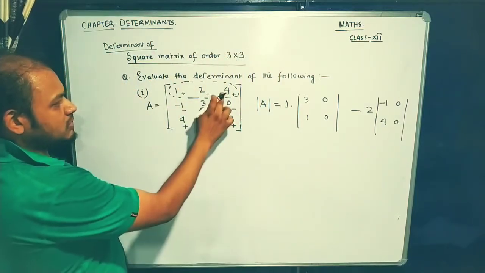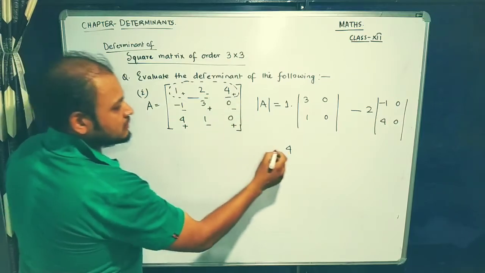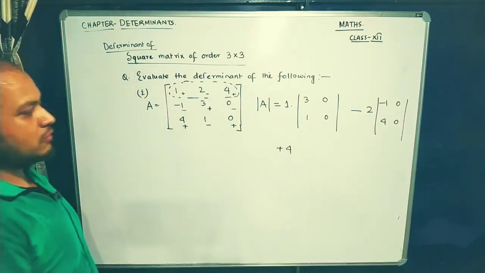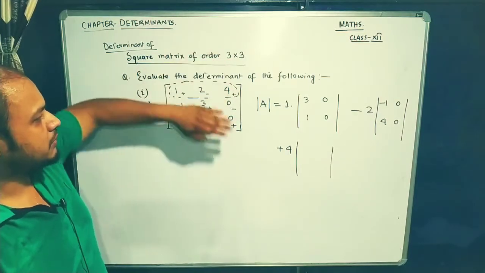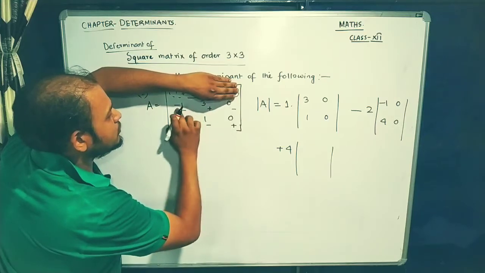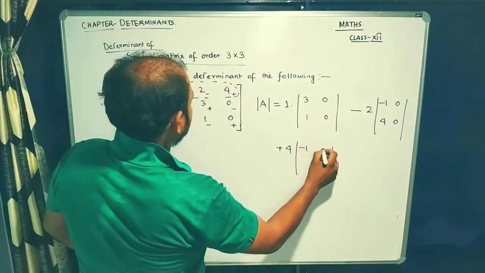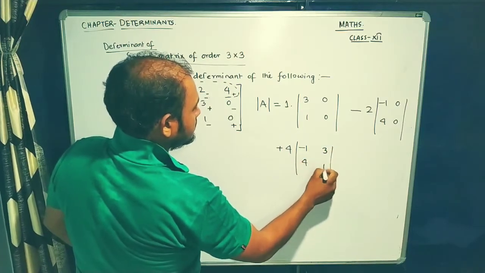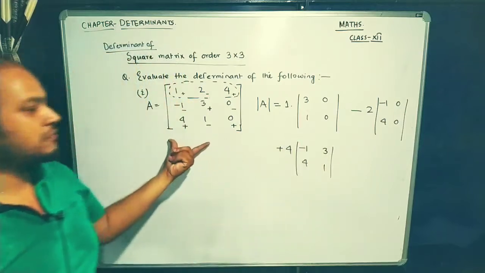Okay, the last one is 4. And what is the sign before 4? It is plus. So plus 4. Now hide the row and column. 4 belongs to the first row, third column. So hide the first row and hide the third column. What do you see? Do you see these 4 numbers? Place them here. Okay, done.